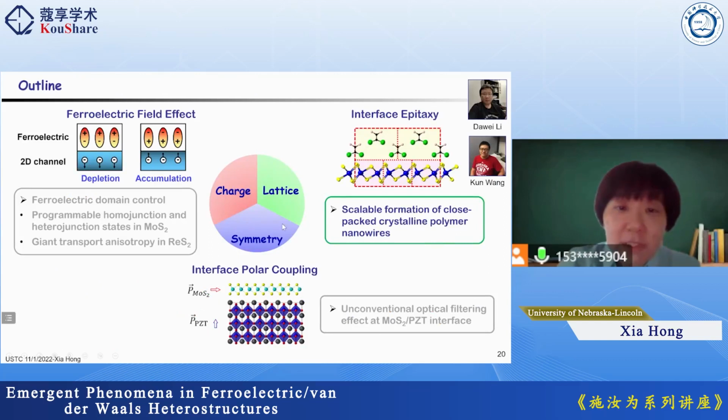So having discussed the charge-induced effects, next I want to focus on lattice-induced interface interaction. I will show you how the interfacial epitaxy relation between a ferroelectric polymer and rhenium disulfide can lead to scalable formation of large-scale crystalline nanowires of PVDF. This work is led by my postdoc, Li, and graduate student, Kun Wang.